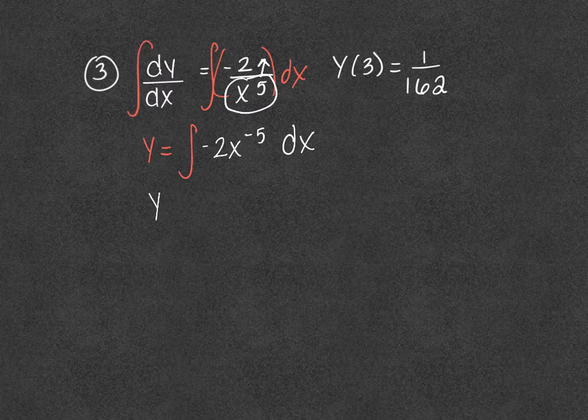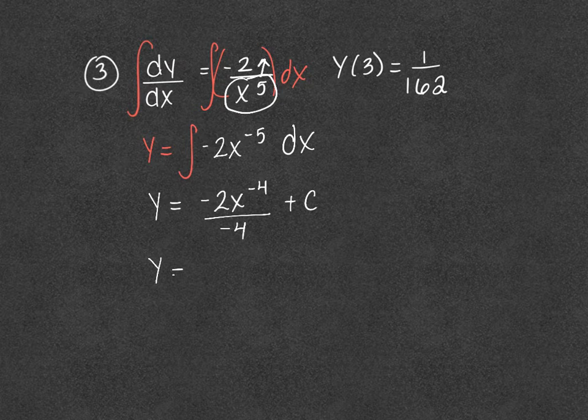So now when I integrate the right side, I add 1 to the power. So when I add 1, I get negative 4. Divide by that number and add c. So y equals, I can divide this negative 2 and negative 4. That makes 1/2. So 1/2 x to the negative 4, and then plus c. So again, this is my general equation.